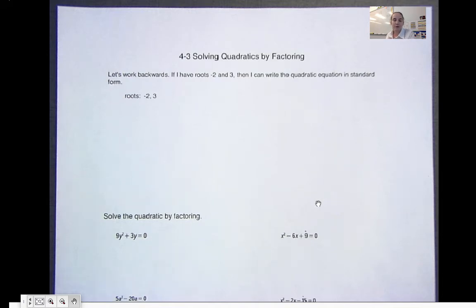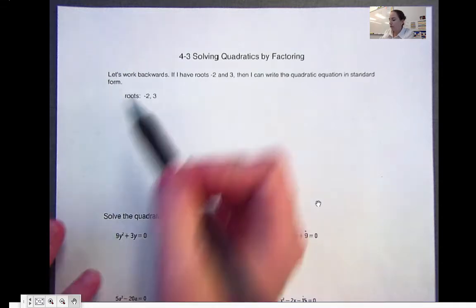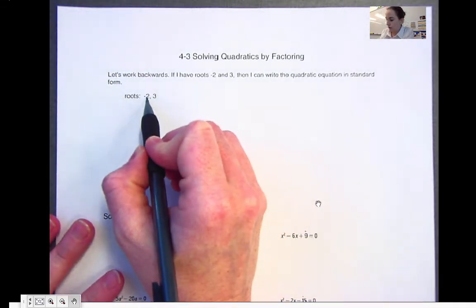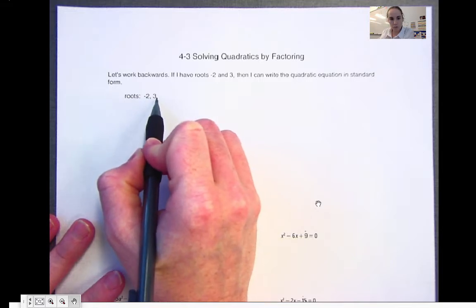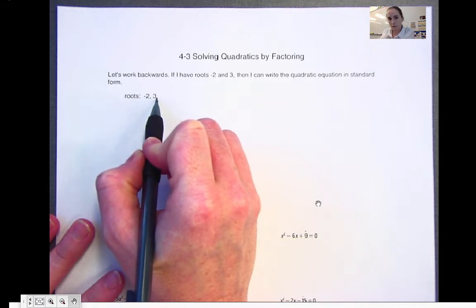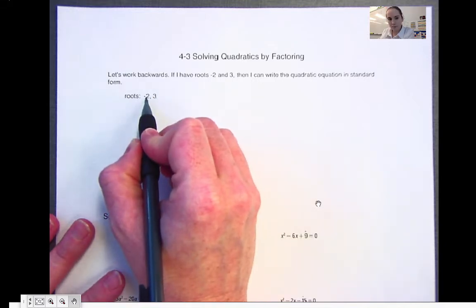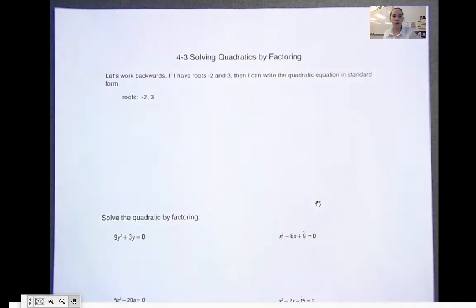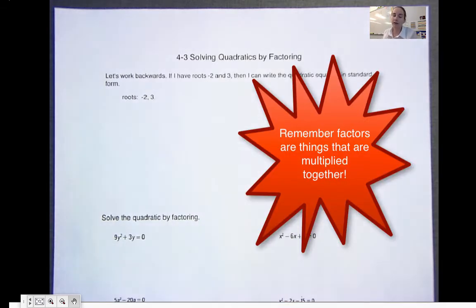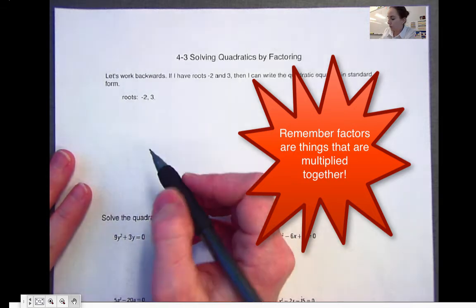So today is Chapter 4, Lesson 3, solving quadratics by factoring. The first thing I want to teach you is if you are given roots, how you can get back to the quadratic equation. So first of all, if you'll remember, these two values, when we say roots, that's where that crosses the x-axis, okay? So I can take these roots and put them back into factored form. Right now we've solved and we've gotten the answer, but I can put them back in factored form.